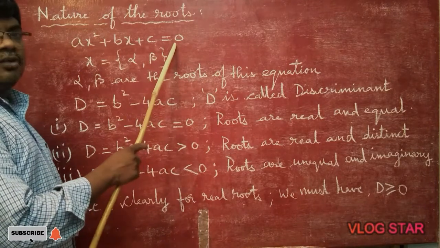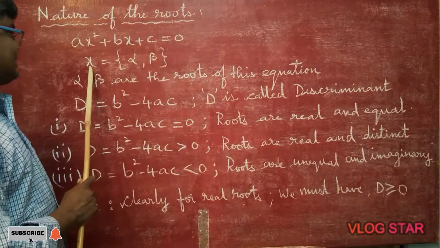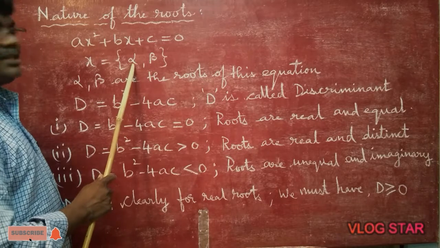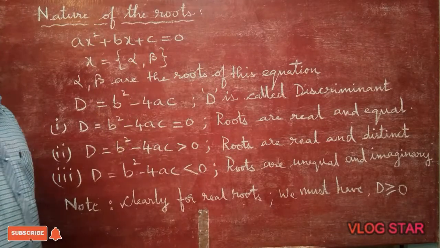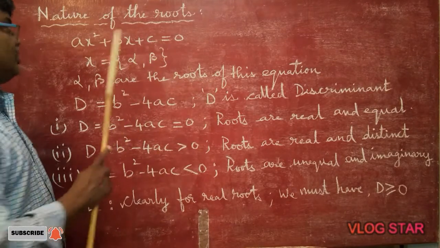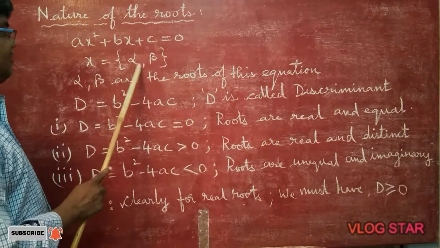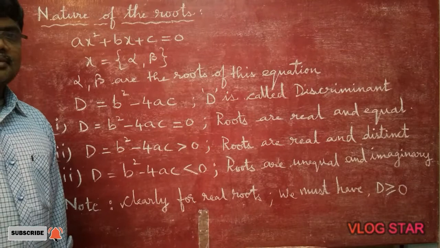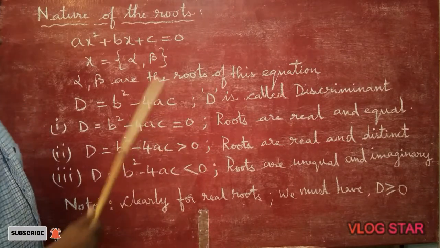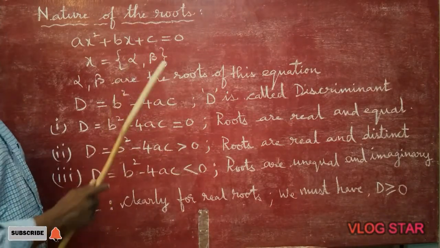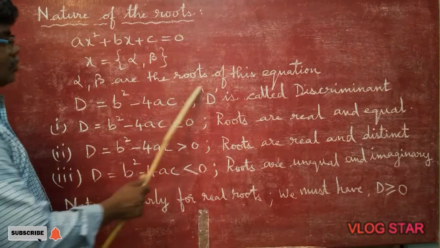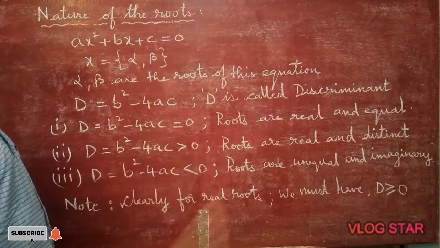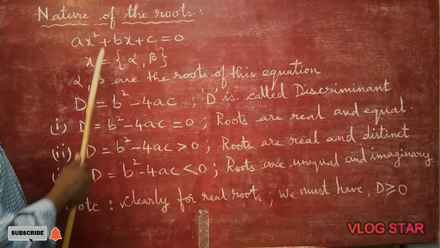When we solve, we will get x answers. Two answers we will be getting. First one is alpha, next one is beta. For every problem, because this is a second degree polynomial, compulsory we will get two answers, two values of x. First one we call alpha, next one we call beta. Alpha, beta are the roots of the equation we are solving. Now, nature.